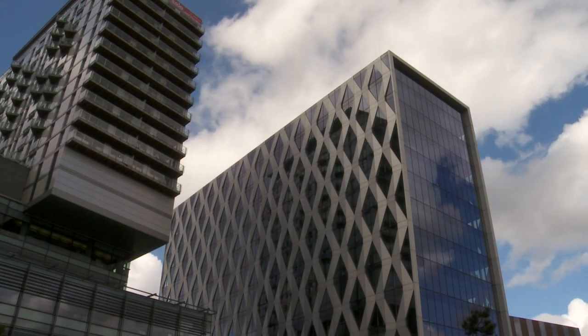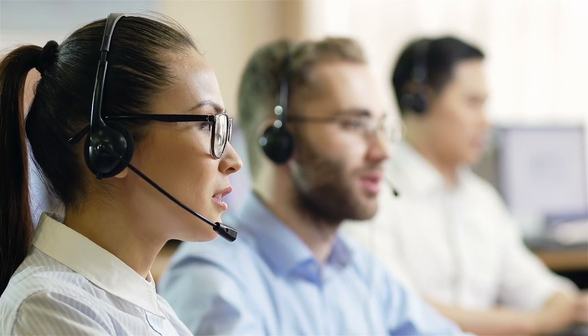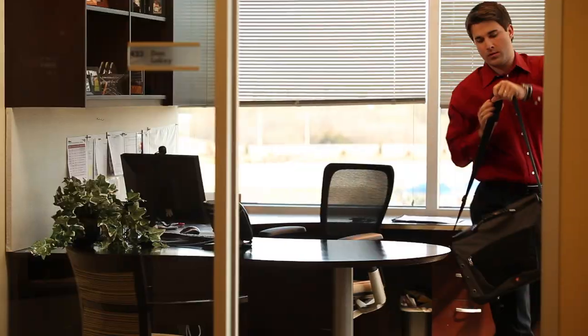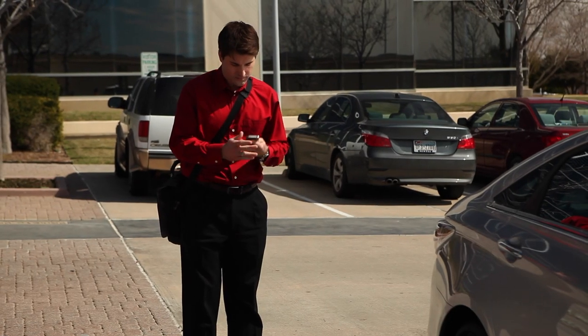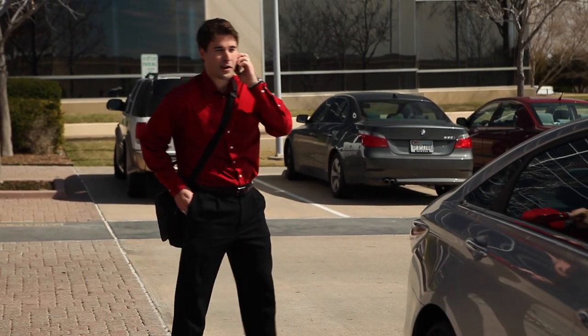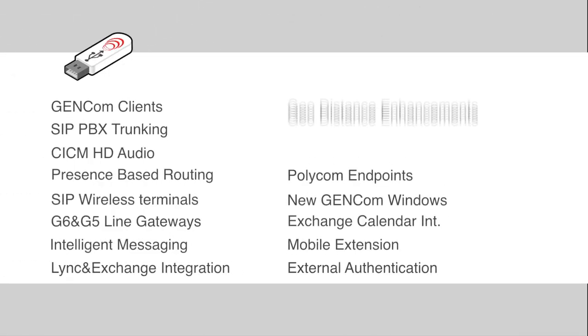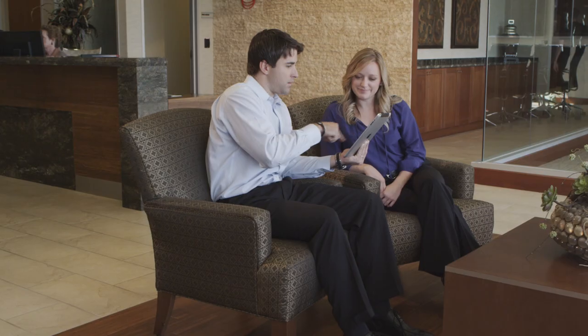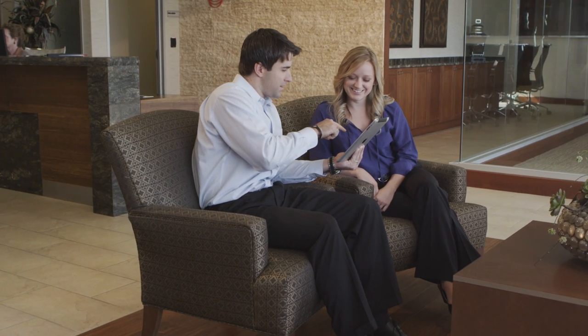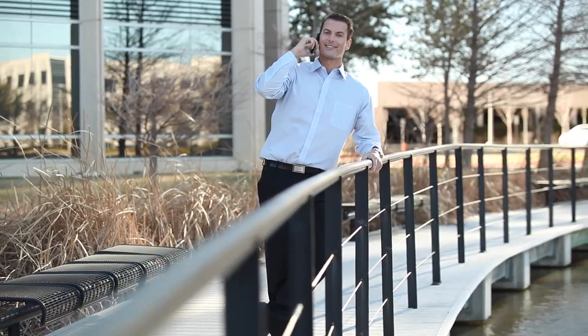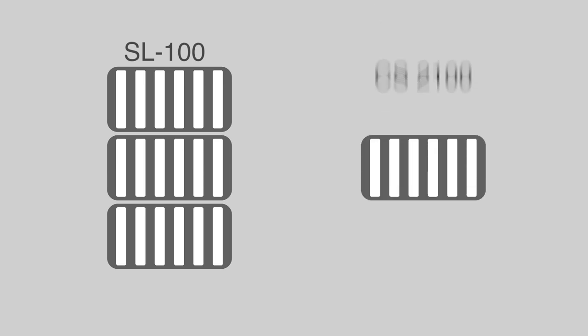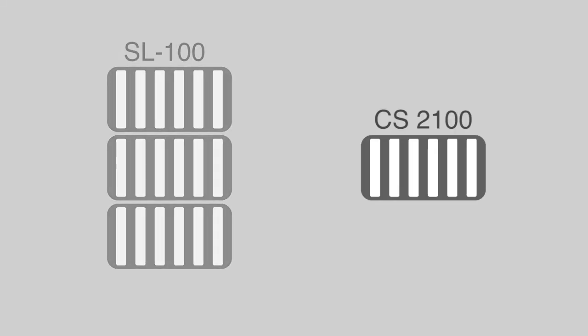Genban's rejuvenation solutions for SL-100 and CS-2100 provide you with the peace of mind that comes with a fully supported solution that includes software upgrades and a product roadmap to extend the value of your investment for years to come. More importantly, Genban enables unified communication solutions that make employees more mobile, more collaborative, and more productive. If you have an SL-100 or CS-2100 system, there are multiple options to evolve.